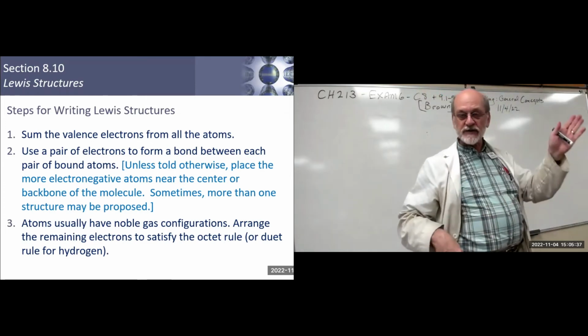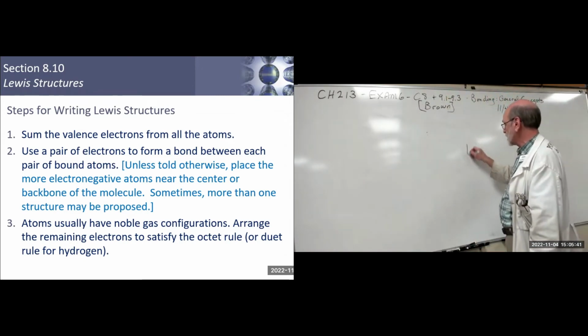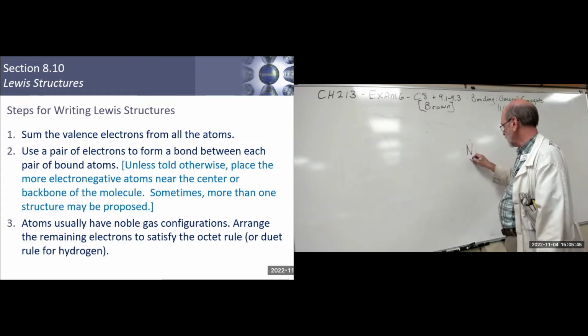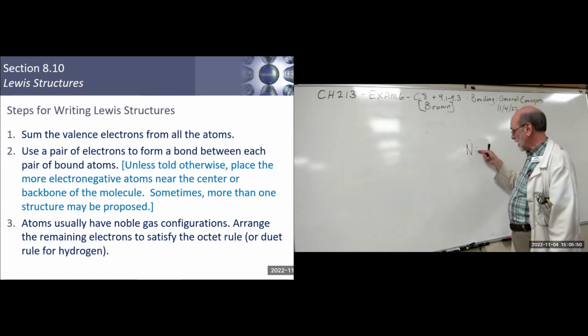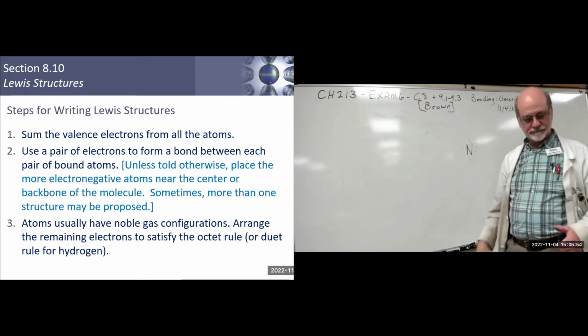Nitrogen is 5 positions over. It has 5 valence electrons. So we write nitrogen like this, only the valence electrons, 1, 2, 3, 4, 5. It has 1 pair and then 3 separate electrons.